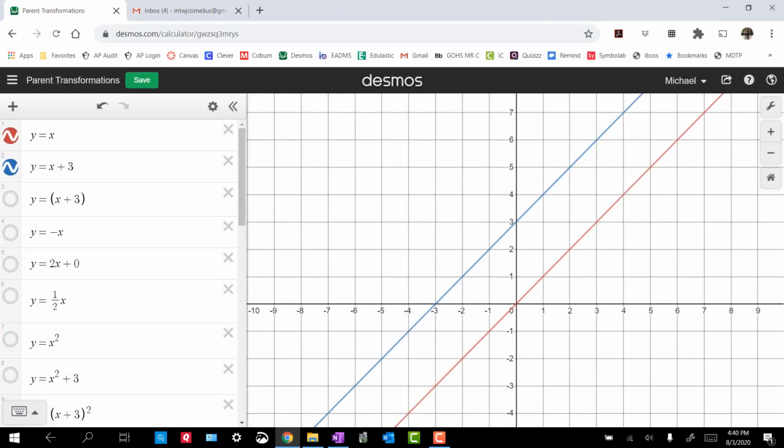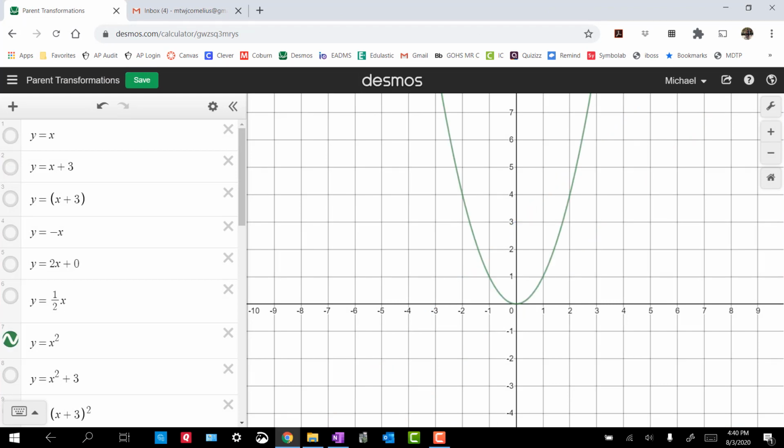All right, let's take these guys off. Here's your parent function for x squared and x squared plus 3. Check it out. What happened? The vertex down here went up 3 units, didn't it?